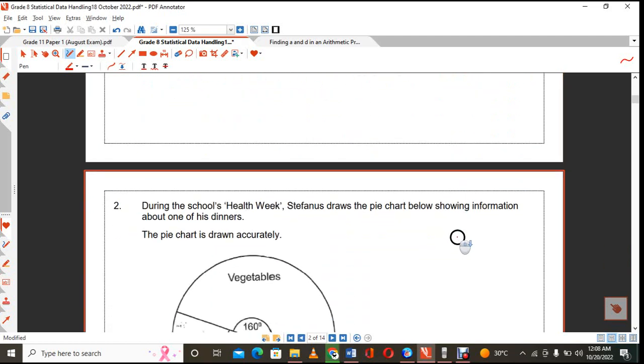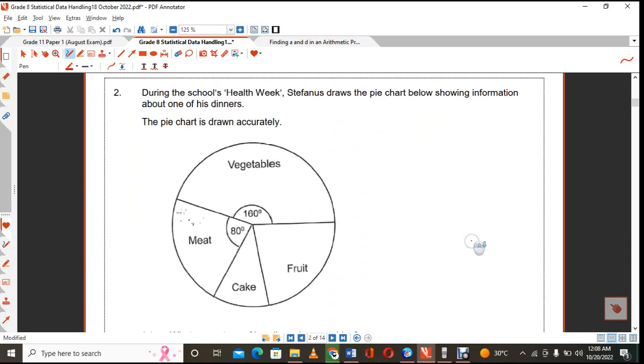Let's go to the second question. During the school's health week, Stephanus draws the pie chart below of one of his dinners, or diner. A diner is someone who goes and eats. The pie chart shows what a person had. Vegetables are represented by this angle sector of 160 degrees. 80 degrees is meat. The cake and fruit sections are not included.